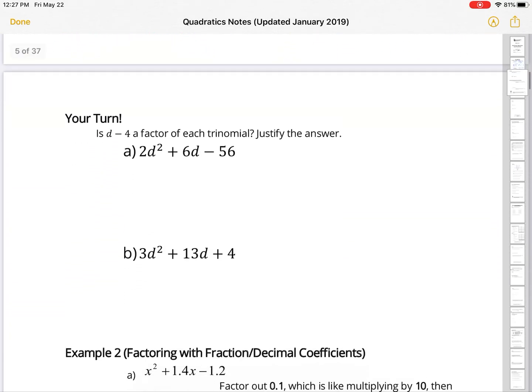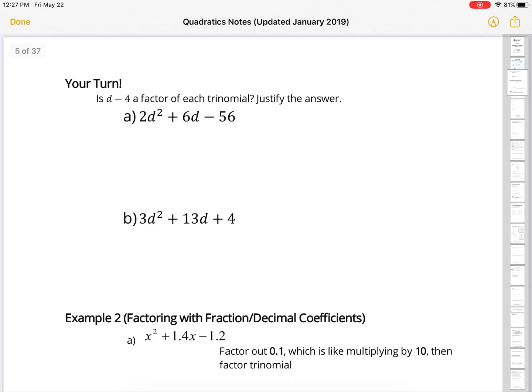Okay, your turn. So this is the point where you kind of test your own thing. So pause the video, try them, and then come back and see if you get the correct answer. So this one is asking, is d minus 4, I'm assuming you're back from trying them on your own, a factor of each trinomial, and you have to justify the answer. So you justify by factoring and seeing if it's one of the factors.